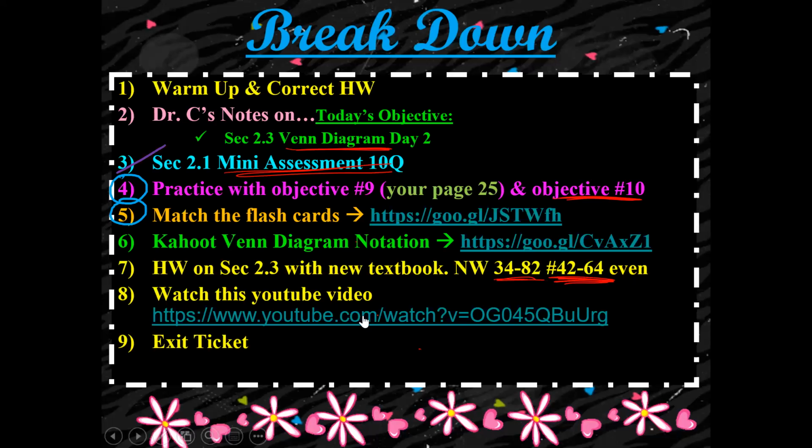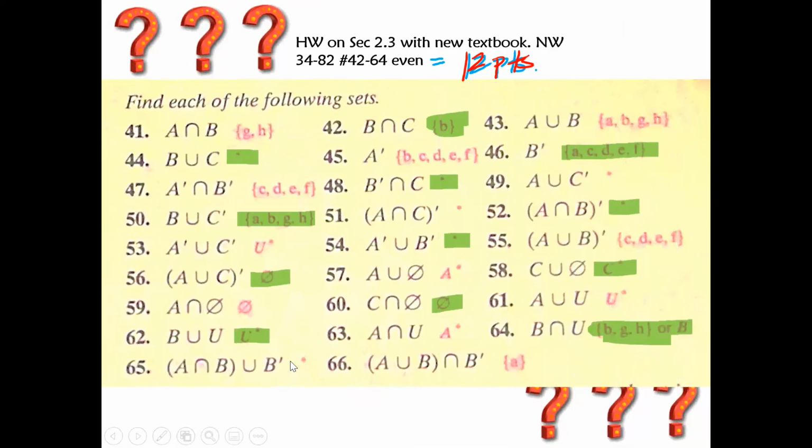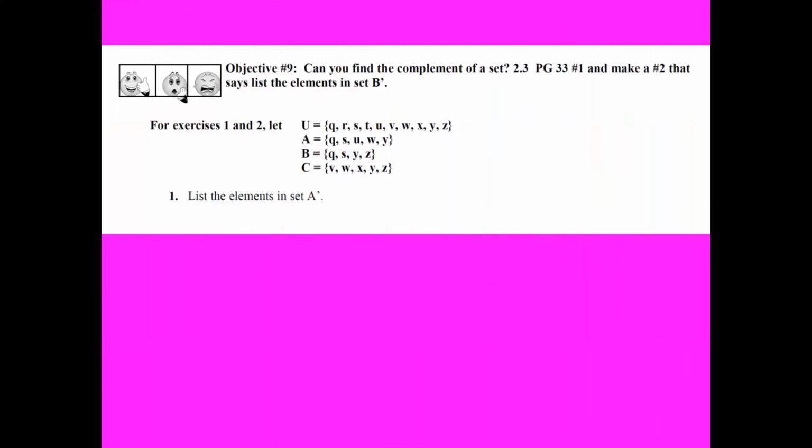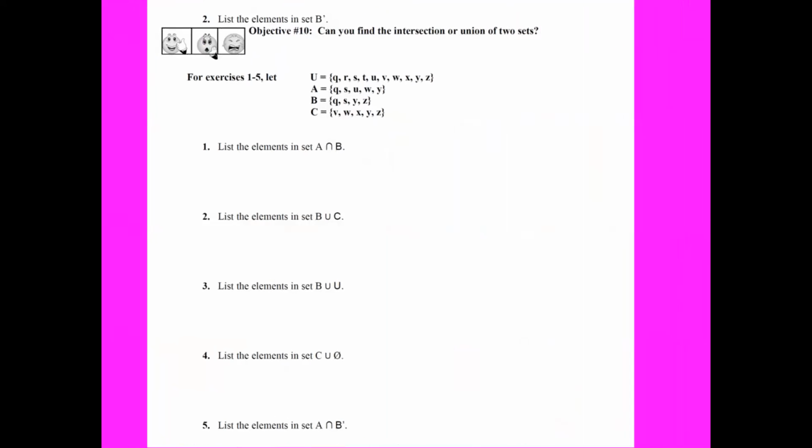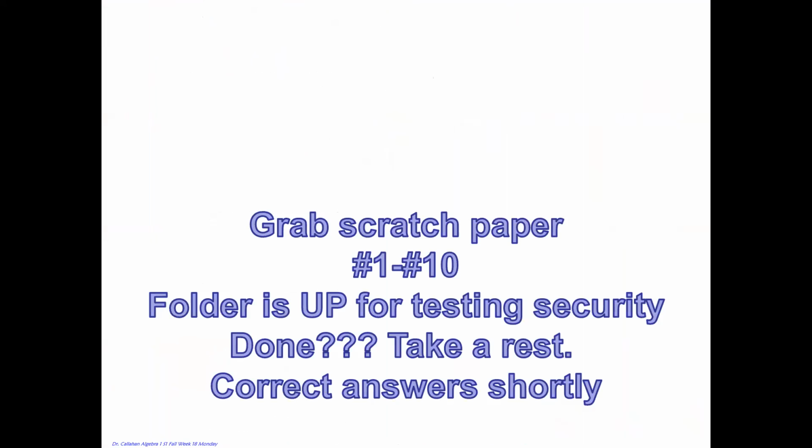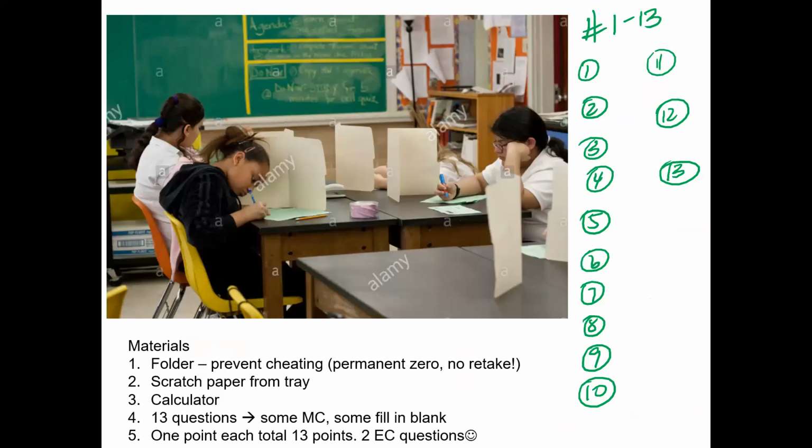I also have a video right here that I would like you guys to watch, and then an exit ticket. Here's your objective number 9. That's going to be in your guided notes, so make sure you guys respond to that. Here's your objective number 10. It's more practice of unions and intersections. Now you can go ahead and grab a scratch paper, number 1 to 10. And you guys are going to have a quiz.